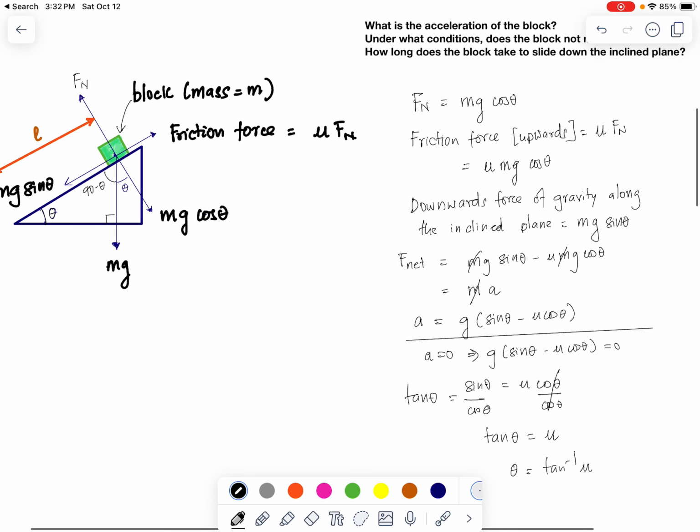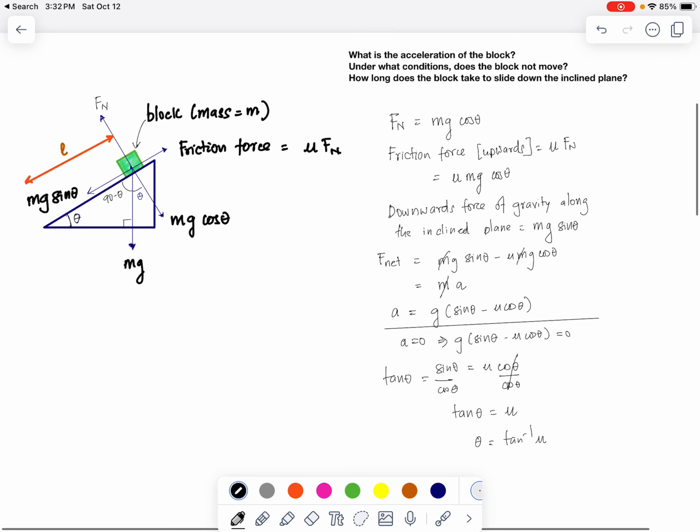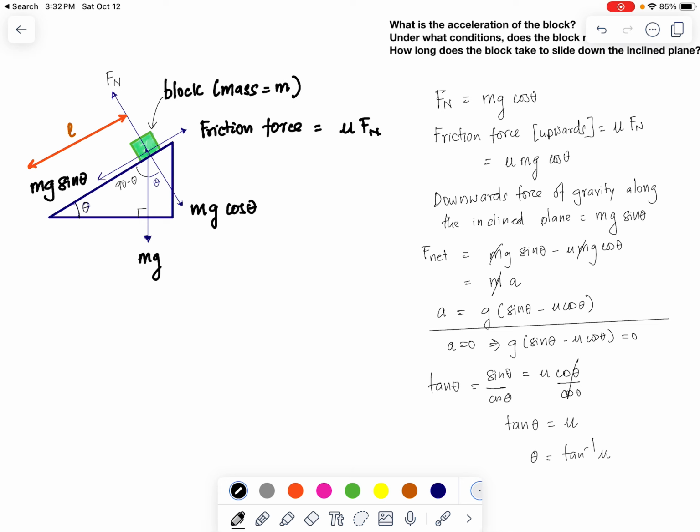So now we are back to the last problem, and we want to know, if at all the block does move, then that is when the condition of stationarity is not satisfied. So there is a net downwards force. So under what condition does the block slide down? Theta is obviously greater than tan inverse mu. And now how long does it take?